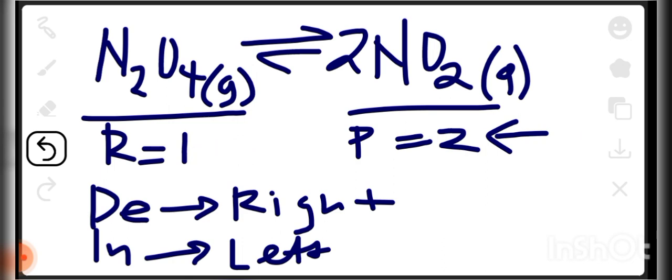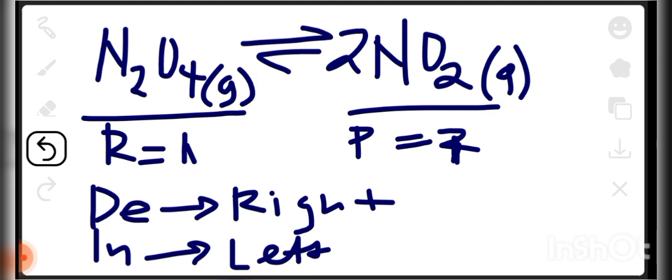So take note of that. For this one, since the product already has the higher number of moles, you have to decrease pressure to have more product, or to have your equilibrium position shift to the right. But if both sides have the same number of moles, let's say this one is 1 and this one is also 1, or this one is 2 and this one is also 2, pressure may have no effect on that kind of reaction.